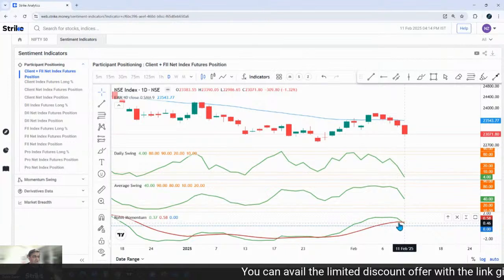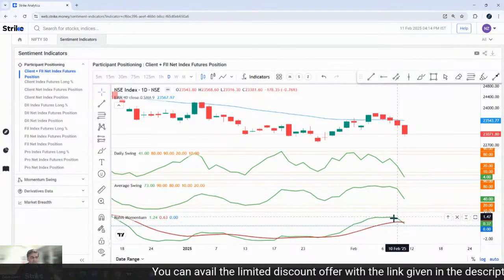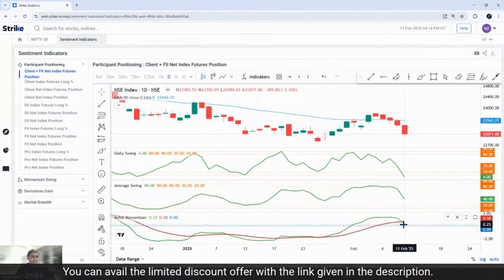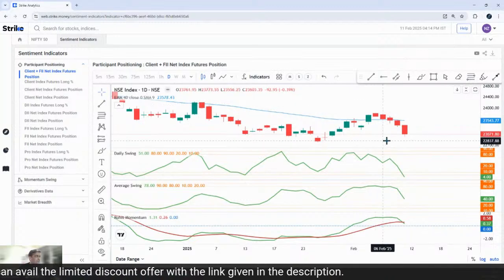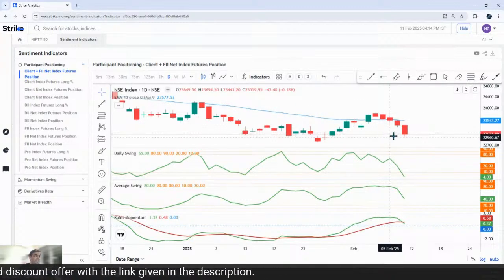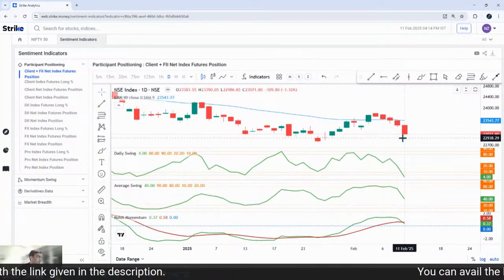Yesterday, it had turned very flat. All right, today it turned bearish. So I wanted to find some stocks which are bearish, where I can buy put options.